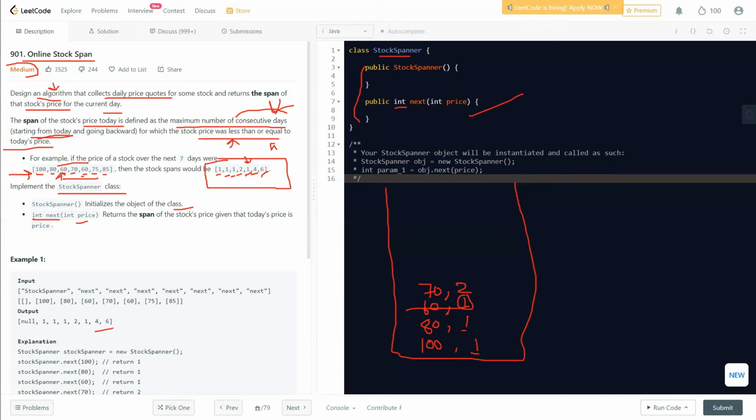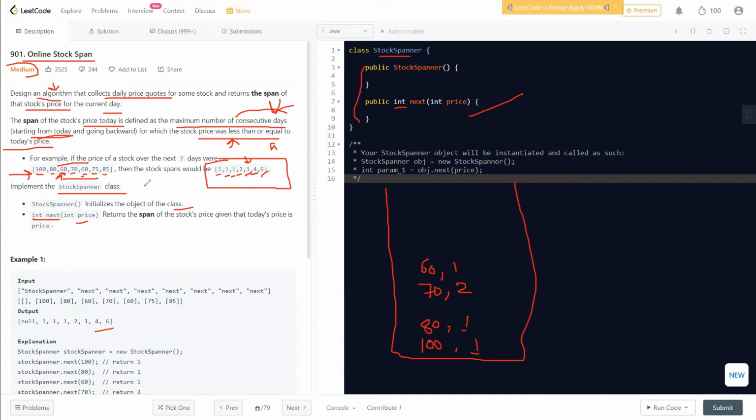Why and how is it helpful? Once I pop that value, we now know that for 70 and less than 70 there are two consecutive values. But if we find any element less than 70 after that, that's not a consecutive span of the stock prices. So we are not bothered about 60. The next element we find will be 60, and for 60 that will be 1, because we are not bothered about anything after 70 that is less than or equal to 70. That won't be a consecutive span. That's how it helps us.